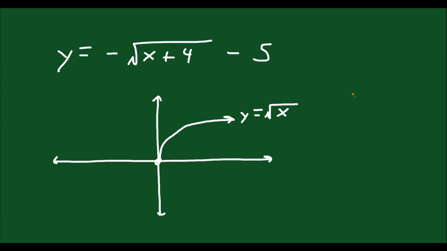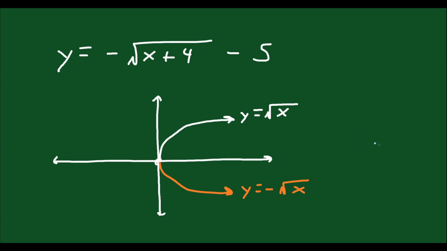Now, like I said, you want to do your reflections and stretches and compressions before you do any of your shifts, right? So what kind of stretches or compressions do we have here? Well, we don't really have any. We just have this negative on the front, which indicates a vertical reflection, or a reflection in the x-axis, right? We're going to reflect down. So you're going to get something that looks like that. So this is y equals negative square root x. Just the mirror image, just flip down like that.